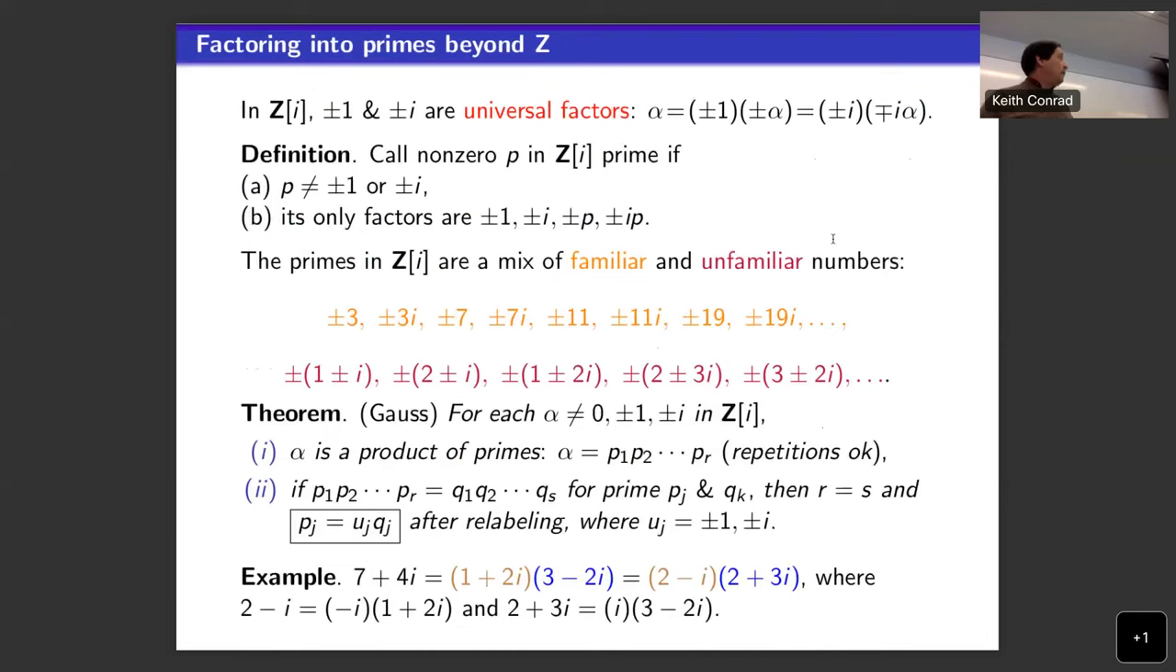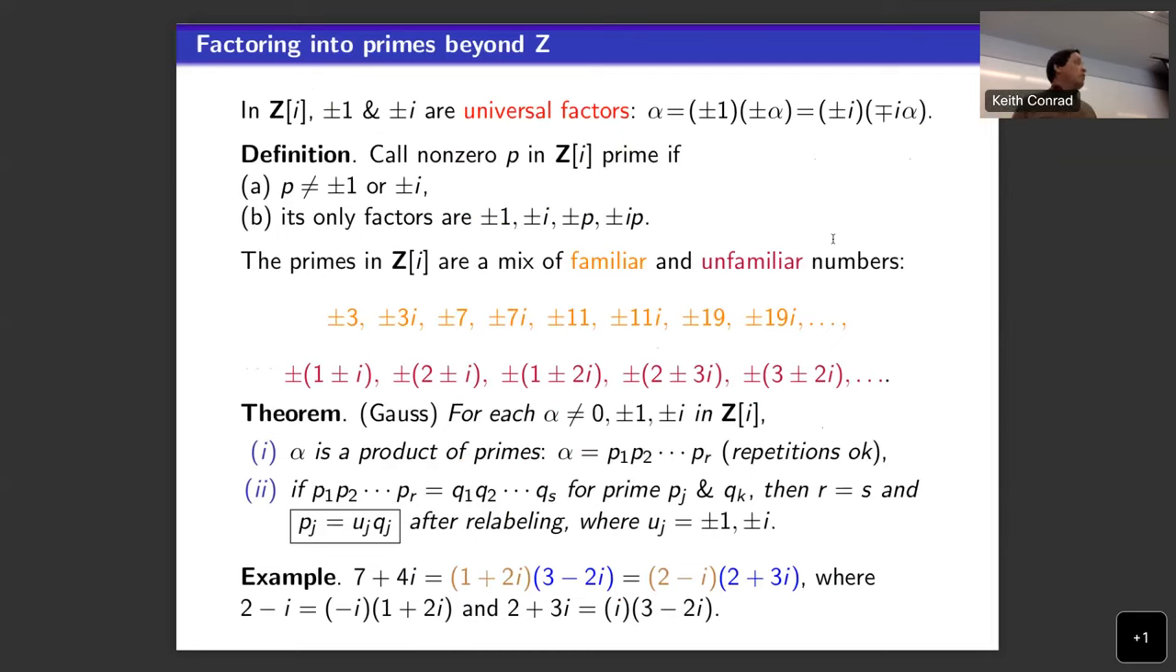So we have the universal factors in Z[i] of plus or minus 1 and plus or minus i. They are factors of everything. So if we want to talk about unique factorization, then we need to allow these as ambiguous factors, plus or minus 1 and plus or minus i. Following Gauss, a prime would be any number p, other than these universal factors of everything, whose only factors are the universal ones and p times the universal factors. So the primes start off these two lists, and it includes some familiar numbers like 3 and 7, up to multiplication by plus or minus 1 or plus or minus i.